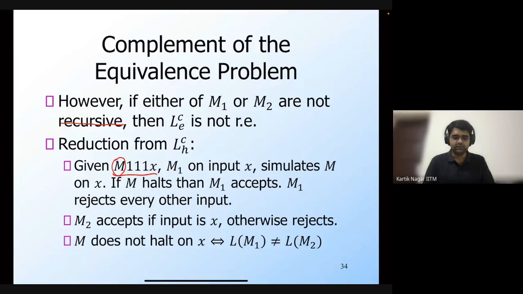So yeah. So are there any questions regarding this reduction?